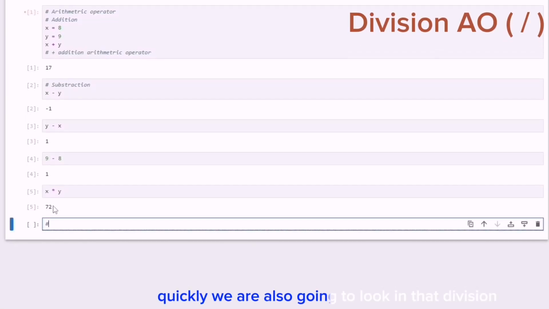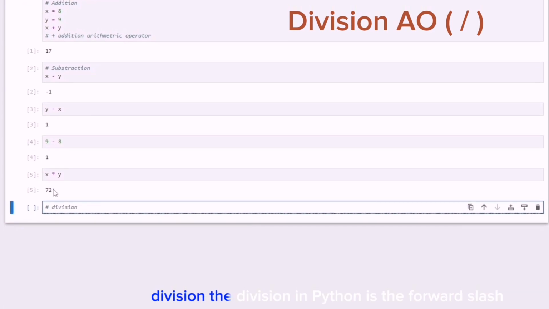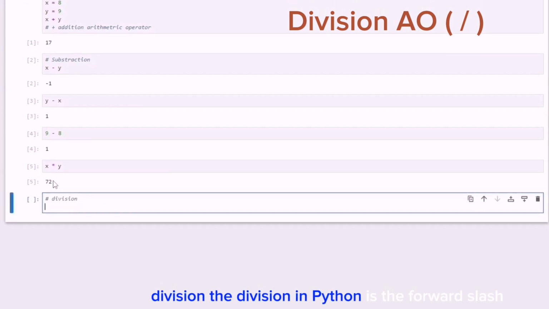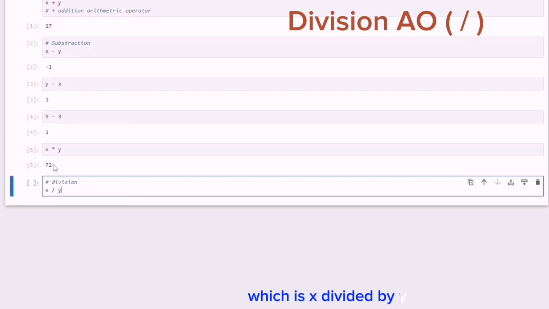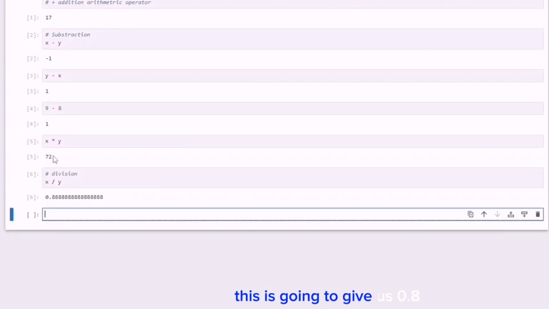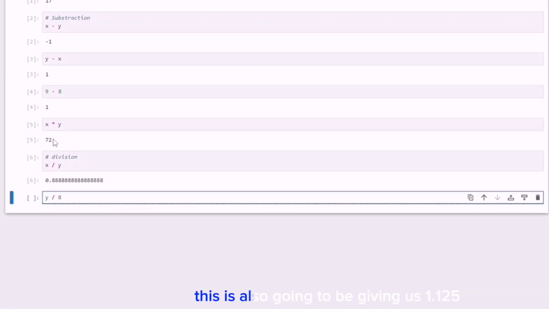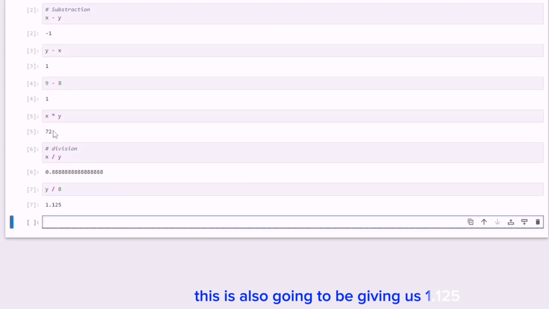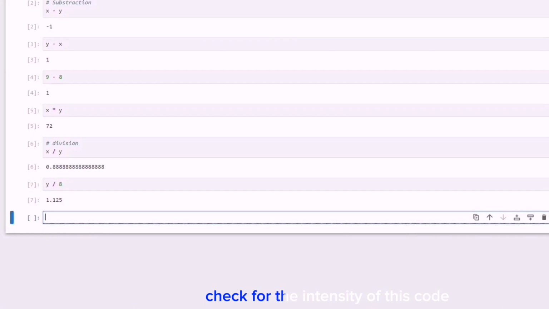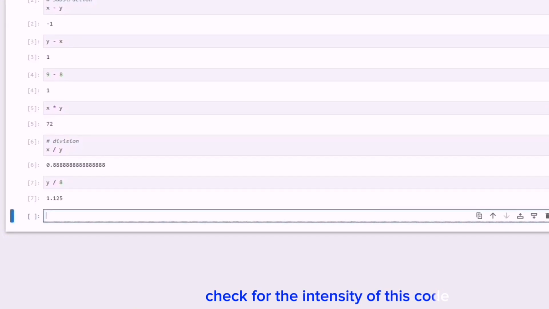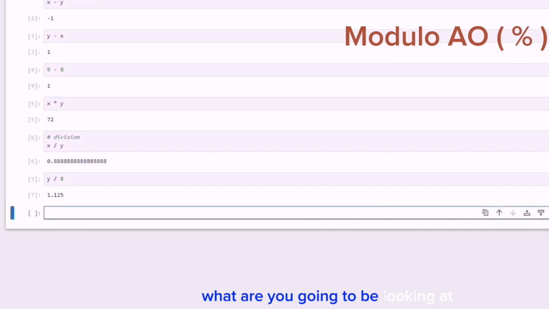Quickly, we're also going to be looking at division. The division in Python is the forward slash, so x divided by y is going to give us 0.8, and y divided by x is also going to be giving us 1.125. If you have your calculators there, you can always check for the authenticity of this code, but I know that Python is correct.